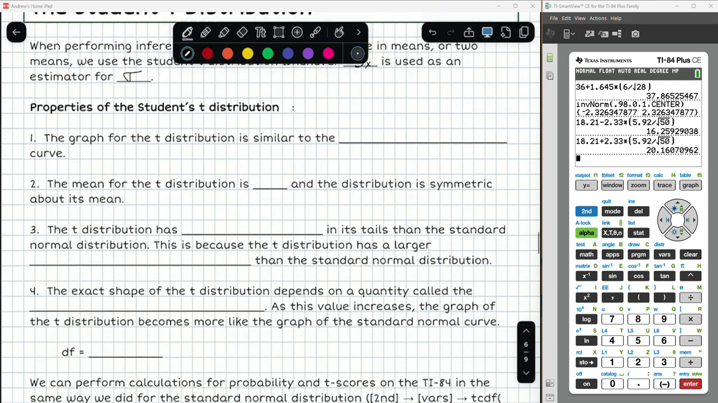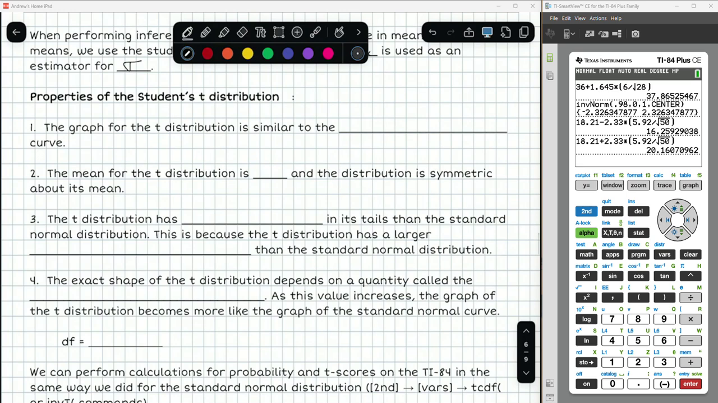So, properties of the student t distribution. The first thing is that the graph of the distribution is very similar to the standard normal curve, and all of that comes with it. That means the student t is also bell-shaped. The student t is symmetric about its mean. And just like the standard normal curve, the mean for the student t distribution is 0, and it is symmetric about that value.